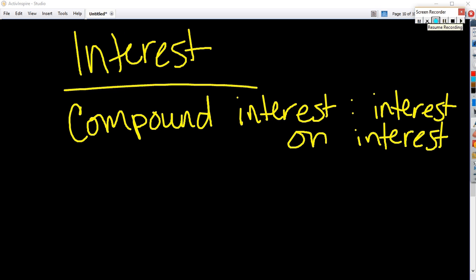We have a slightly different formula for compound interest than what we have for just growth, right, Matthew?